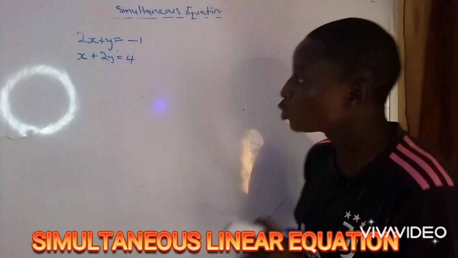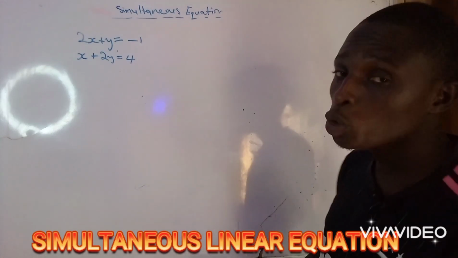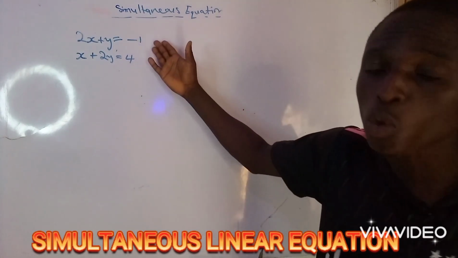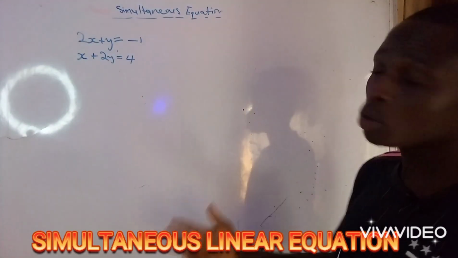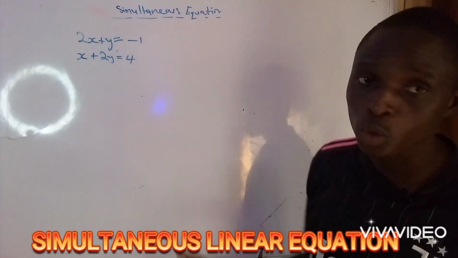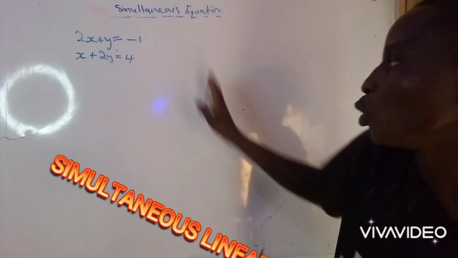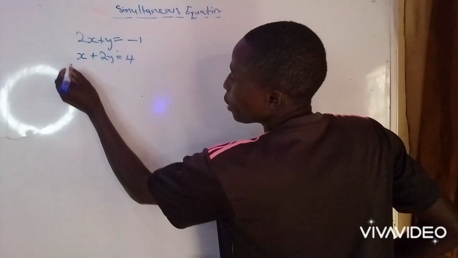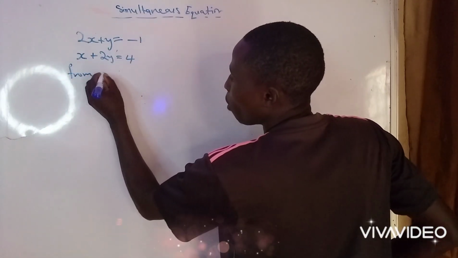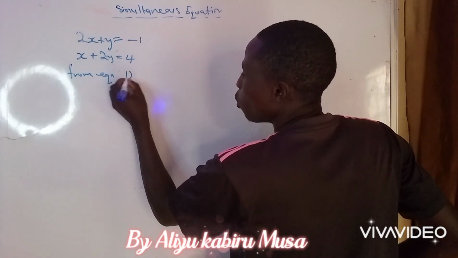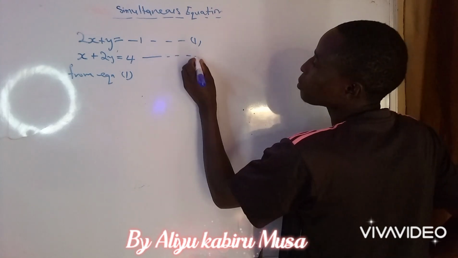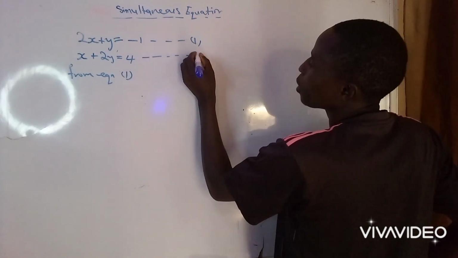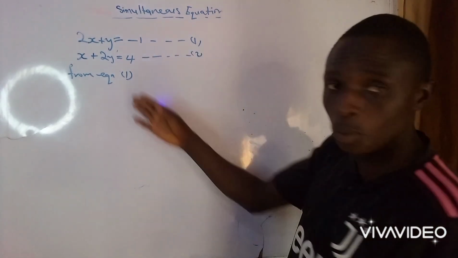We are going to adopt the substitution method of solving simultaneous equations. In the substitution method, you are at liberty to choose from either of the equations, either equation 1 or equation 2. But for me, let me start from equation 1. Someone may choose to start from equation 2, but let me start from equation 1 and see. This is equation 1, and this is equation 2.